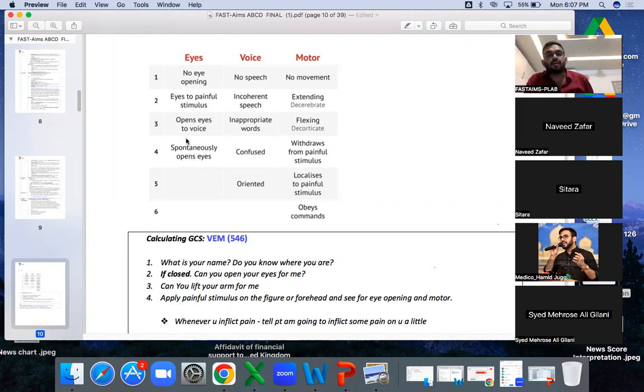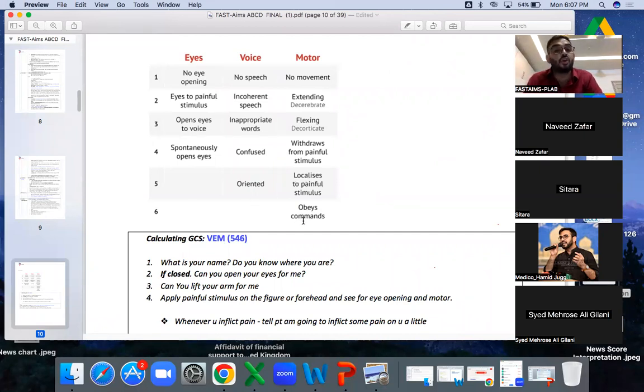Okay? But if it is not open, we will check the eyes. Can you open your eyes for me? Your second question should be, if the eyes are closed, can you open your eyes for me? If it is opening, okay. If it's not opening, you will ask, can you lift your hand for me? We come here to the motor. On the third question, we came to the motor. Can you lift your hands for me? If he obeys your command, it is 6.